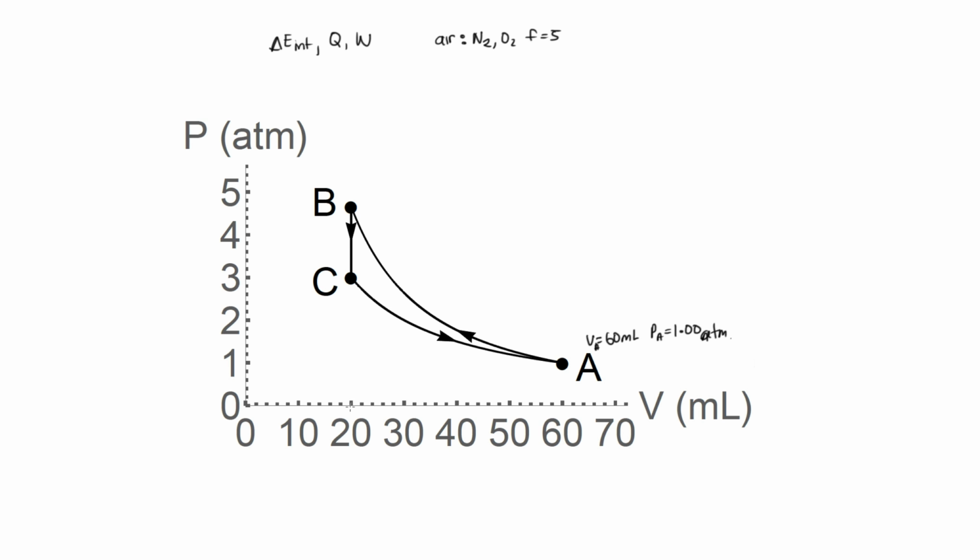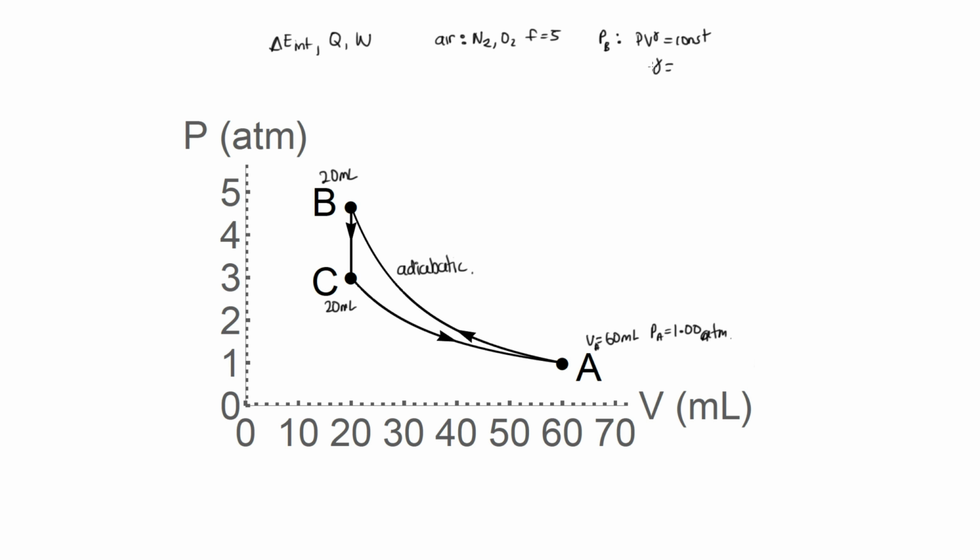Now, point B, that's at 20 milliliters, and point C is also 20 milliliters. So this is 20 milliliters. This one's also 20 milliliters. But let's go and calculate the pressures for this now. So the pressure at B, to get this, we'll need to make use of the fact that this is an adiabatic process. And for adiabatic processes, we've got PV to the gamma is constant.